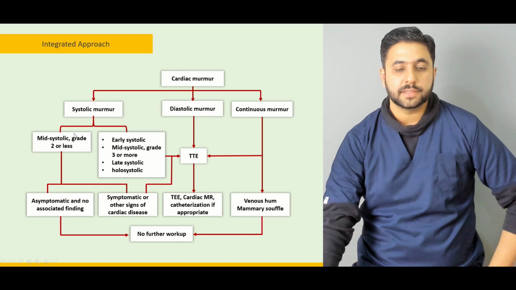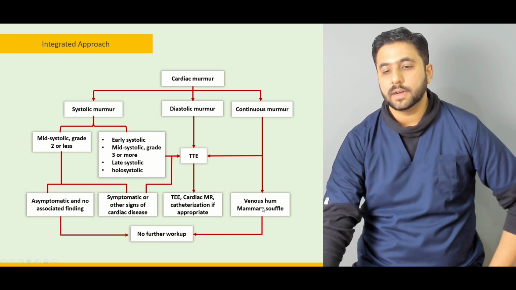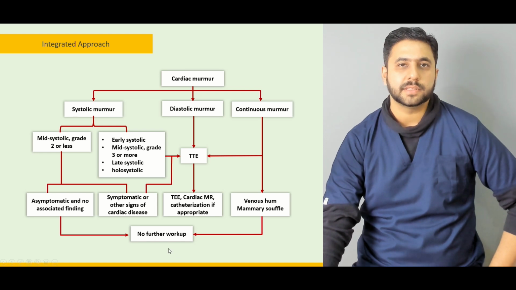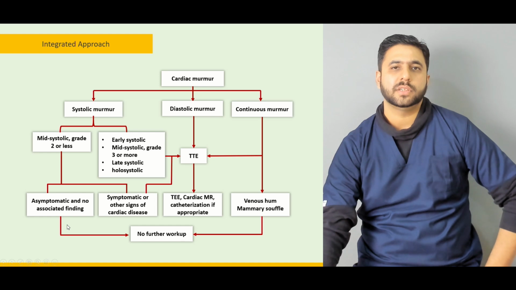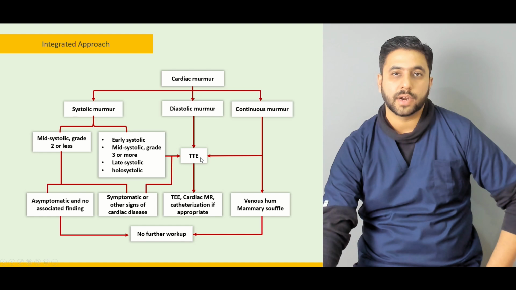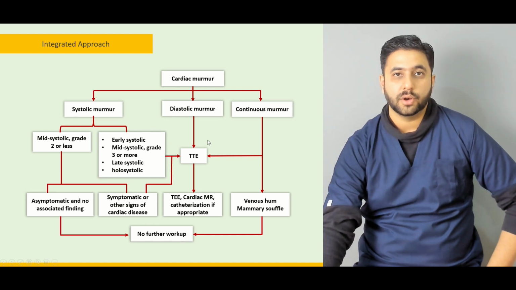Similarly, if a mid-systolic murmur is grade 2 or less and the patient has no symptoms, or if we have a naturally occurring venous hum or an AV malformation which is not very pathological, no further workup is needed at this point. And then we can follow up the patient after a certain period of time to look at whether the grade of the murmur has increased to grade 3, or whether the patient has developed any signs and symptoms of cardiac disease, which can eventually lead to the investigation of the transthoracic echocardiogram. So just remember that all the various indications of the transthoracic echocardiogram are going to be very helpful for you in answering your test questions and also in your practical life during your rotations in cardiology.